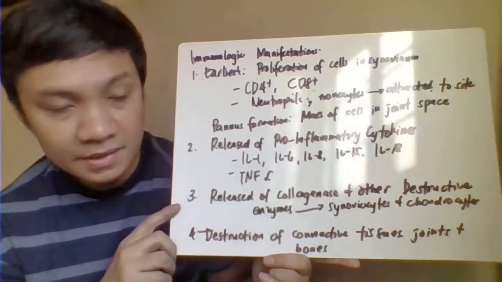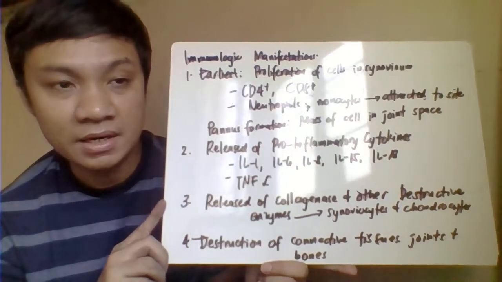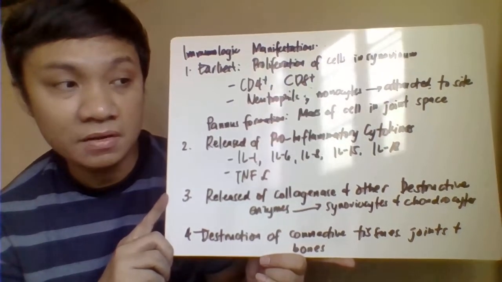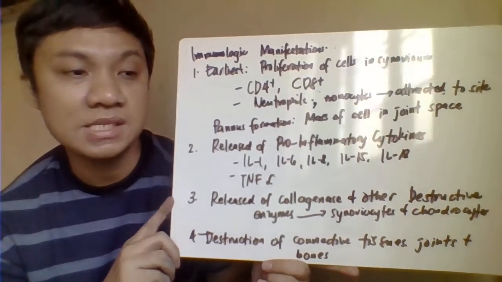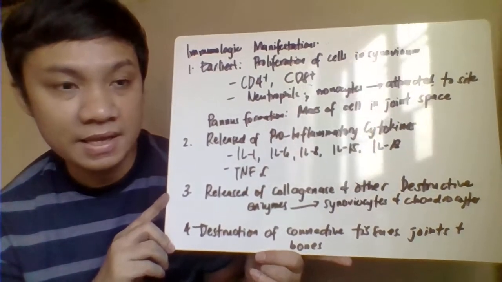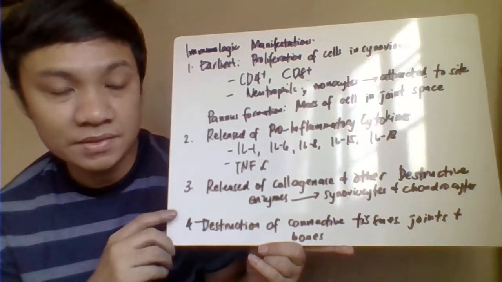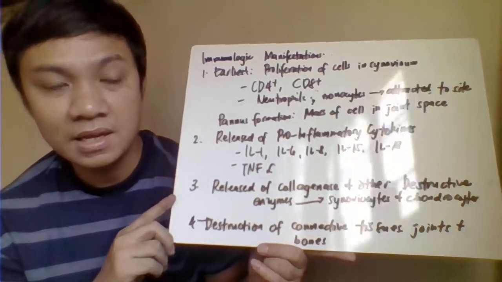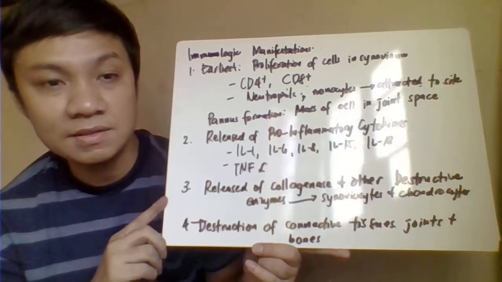reactions. Next, we have the release of collagenase and other tissue-destructive enzymes by the synoviocytes and chondrocytes of your joints, which eventually results in destruction of that area. This destructive process results in destruction of connective tissues, joints, and bones in that area, with the classic arthritis manifestation.